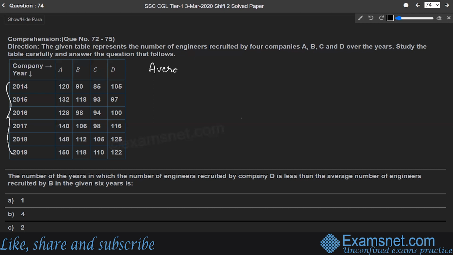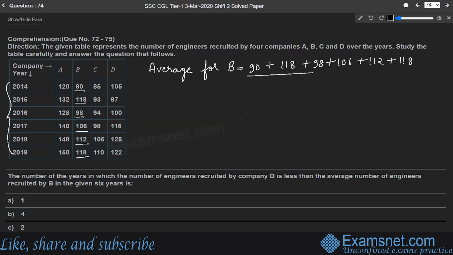So average for company B will be the number of engineers recruited in all the years: 90 plus 118 plus 98 plus 106 plus 112 plus 118, divided by the total number of years. We have 6 years, so divided by 6. This is the basic formula to find the average, which is sum of all the values divided by total number of values. Okay. In this question, it is sum of all the engineers in the total years. So when we do the sum of all these values, it is equal to 642 divided by 6, which is equal to 107. So this is the average for B, right? This is the average for B.